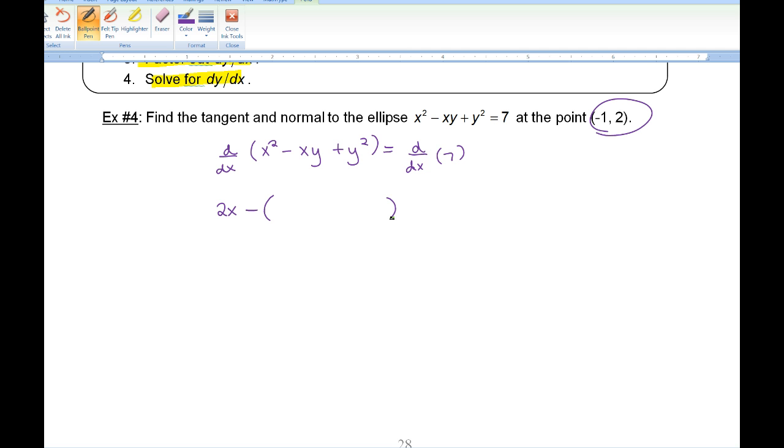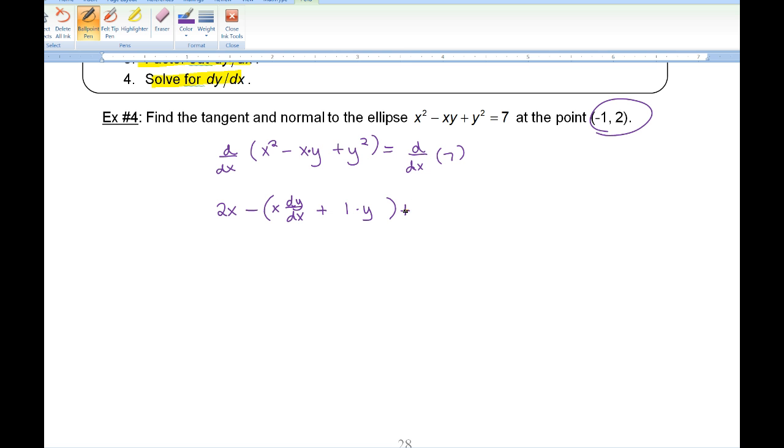So let's just look at x times y. What is the product rule? The first, so that's going to be x, times the derivative of y. The derivative of y is dy dx. Plus, now derivative of x is 1 times y. So remember, it's first times the derivative of the second plus derivative of the first times the second.